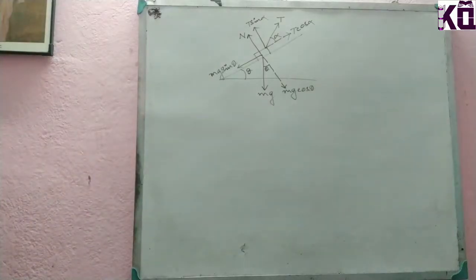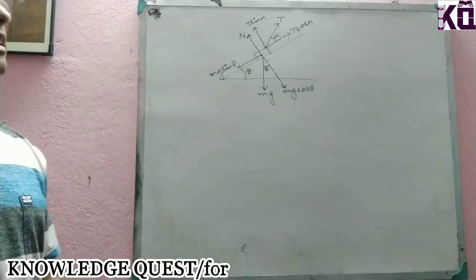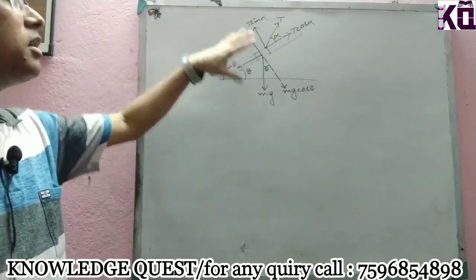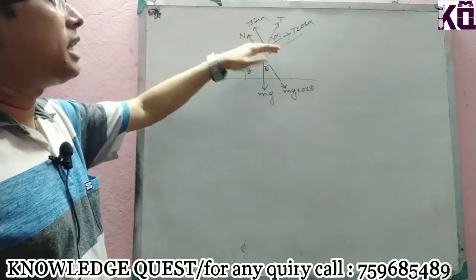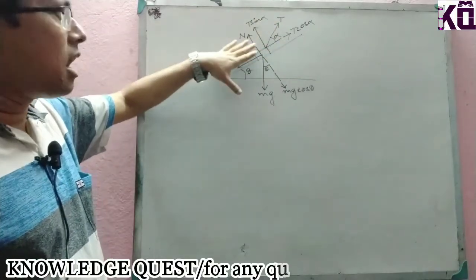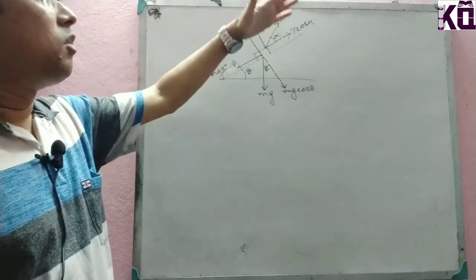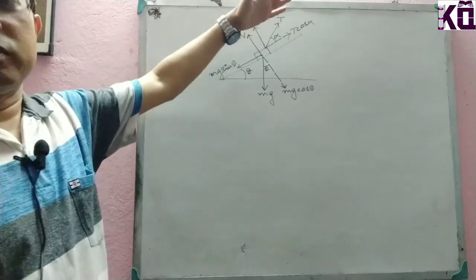Now say the object is moving with an acceleration a in the upward direction of this inclined plane. It might happen that we have provided the tension force T in such a way that ultimately the object is running in the upward direction. Say this one is running with an acceleration a in the upward direction of this inclined plane.